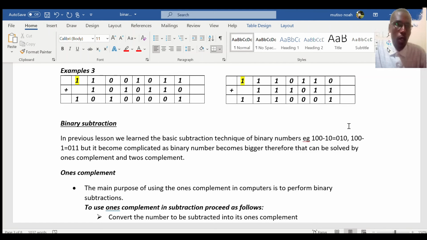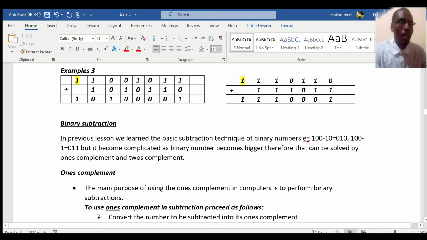In the previous tutorial, I promised you I'm going to make the second part of the tutorial, that is binary subtraction using the ones complement and twos complement. You can also use the direct method for subtraction of binary numbers, which is somewhat tedious because as the binary becomes bigger and bigger, it becomes more complex and hard to subtract. So that is why we opt to use ones complement and twos complement.